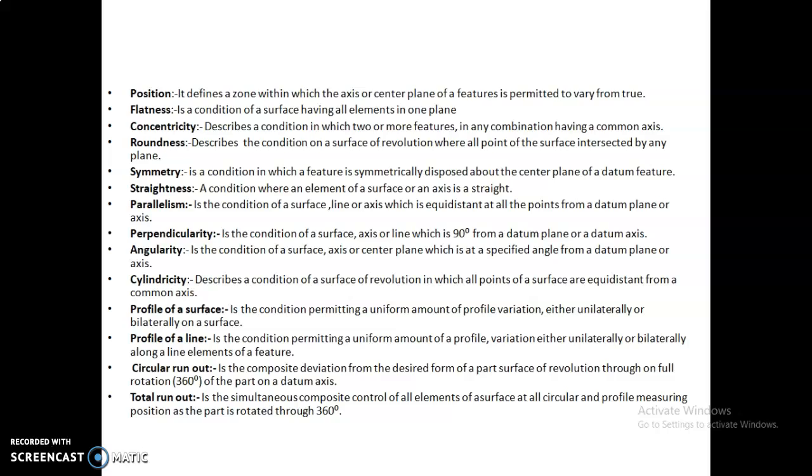Symmetry is a condition in which a feature is symmetrically disposed about the center plane of a datum feature, to check whether the part is symmetrical or not with the help of a datum reference.